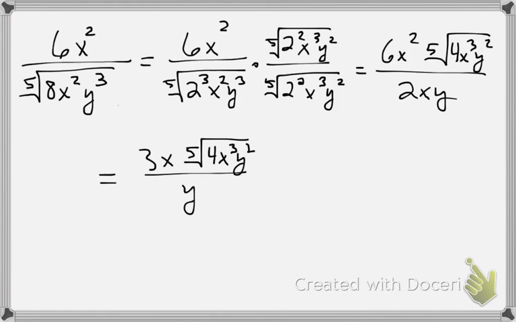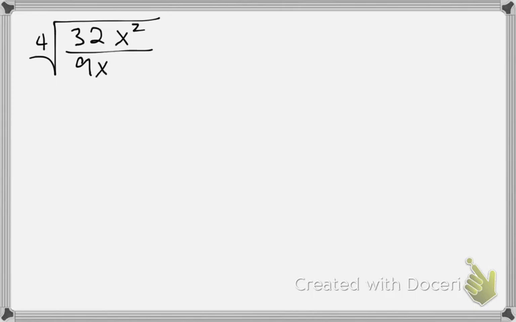All right. Let's do one more. What if we attempted the fourth root of 32x squared divided by 9x to the 9th y to the 10th?